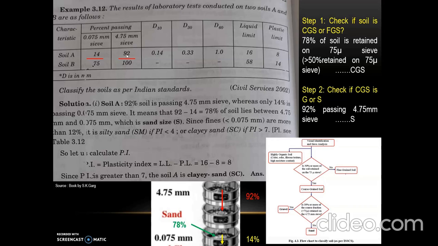Here the percentage passing through the 4.75 mm sieve is given. Percentage passing through 4.75 mm is 92%. So that means retained on the 4.75 mm sieve is not greater than 50%. Passing is greater than 50%, that is 92%. Hence, the soil cannot be gravel, it is sand.